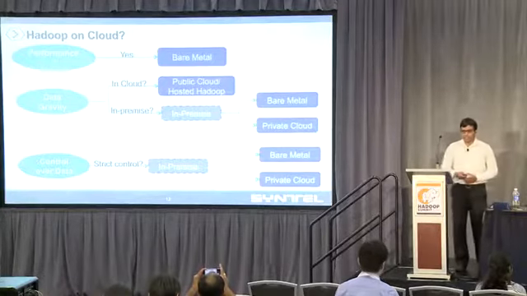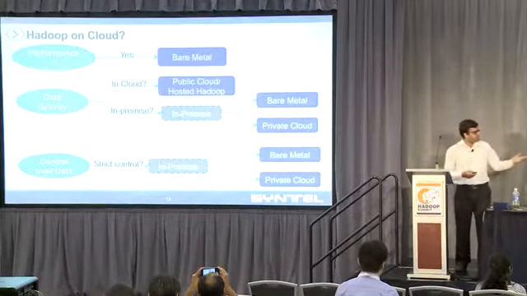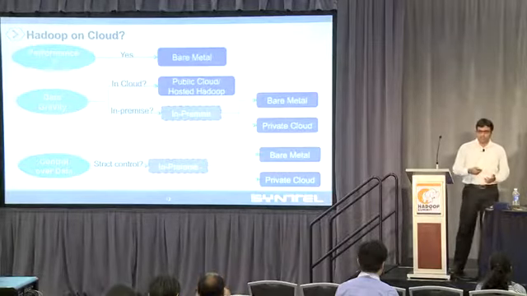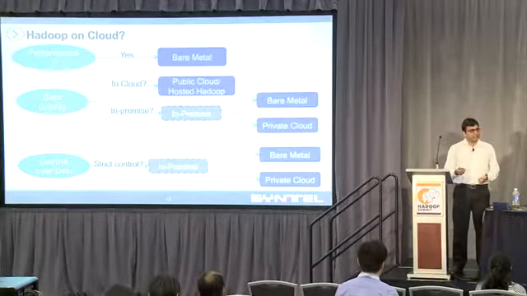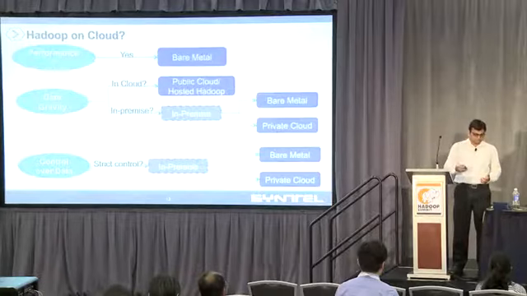Then the data gravity. If your data is already generated in cloud, like social media data, or some of the clickstream data which is already available in cloud from providers like Omniture, and you want to process that data, it's best to have your application or your Hadoop process that on cloud, rather than moving it inside your premises.